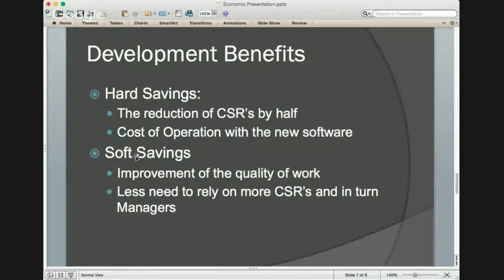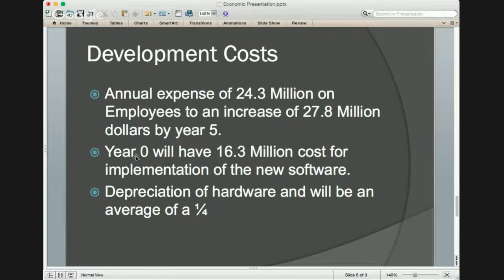As we go on, the benefits, the hard savings, are the reduction of the CSRs in half. The cost of operation reduces with the new software. The soft savings are the improvement of quality of work, and the less need to rely on more CSRs, and in turn more managers. The annual expense of $24.3 million on employees, rising to $27.8 million by year 5, are the costs.